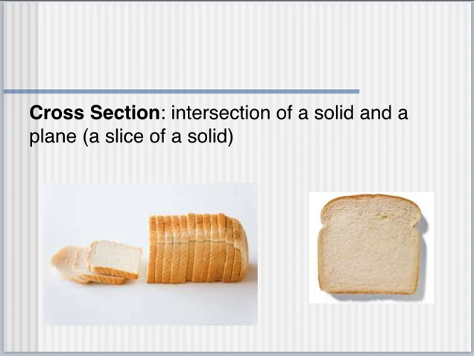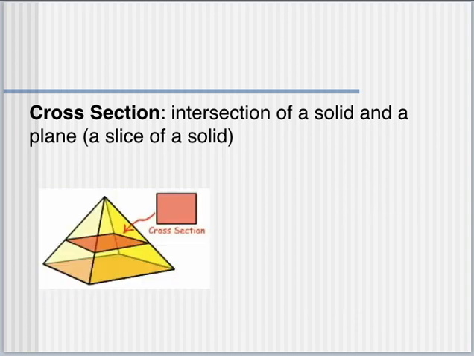Now, cross-sections take some time to really get good at identifying, so we're going to practice a little bit without writing it on your paper. So looking at this cross-section here, this slice of your pyramid, where this plane intersects the solid pyramid, the plane creates a rectangle shape.